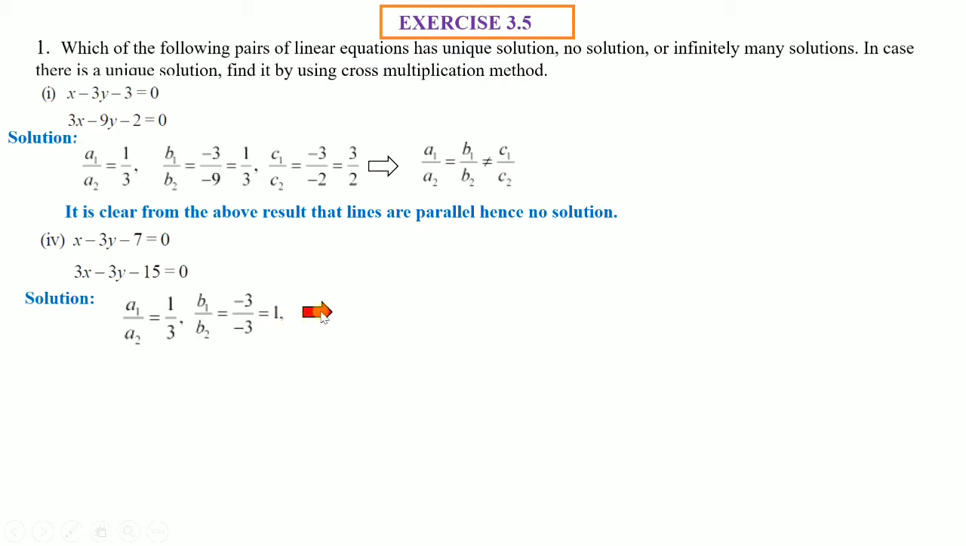Then c1 upon c2, we need not check, because here you can see 1 upon 3 is not equal to 1. That means a1 upon a2 is not equal to b1 upon b2, meaning we have unique solutions. So we have intersecting lines in case of graph. Therefore, we have unique solutions. Let us find it by cross multiplication method.